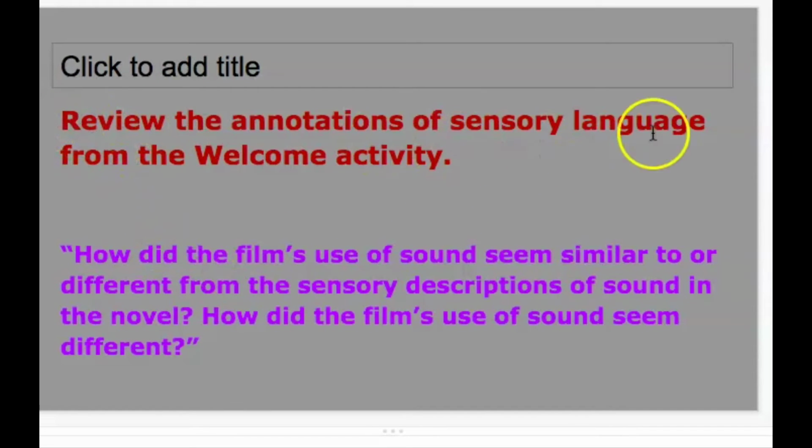Now I want you to review your annotations of your sensory language. How did the film's use of sound seem similar to the sensory descriptions of sound in the novel? And how did the film's use of sound seem different?